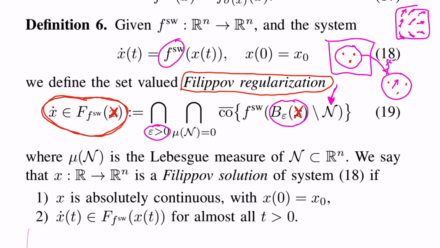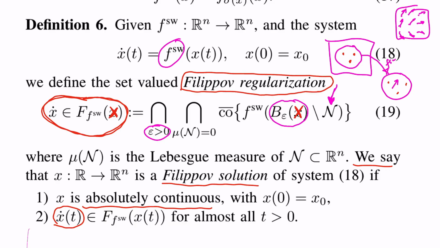After this process, we say that x from t to Rn is a Filippov solution of the given system. Here x is absolutely continuous, and for almost any given t, we have this differential inclusion expression.